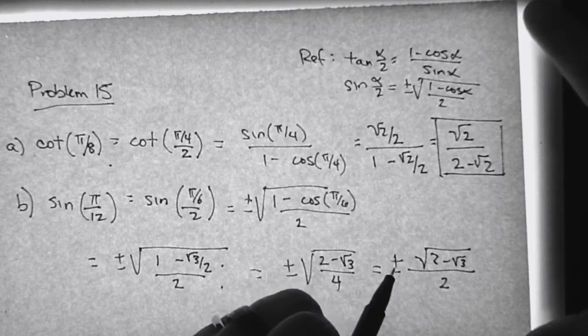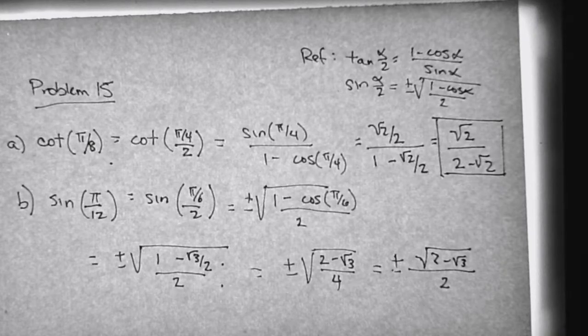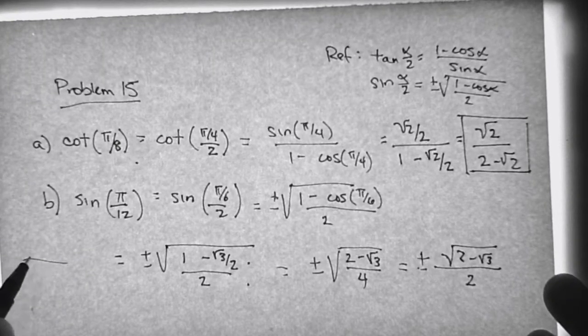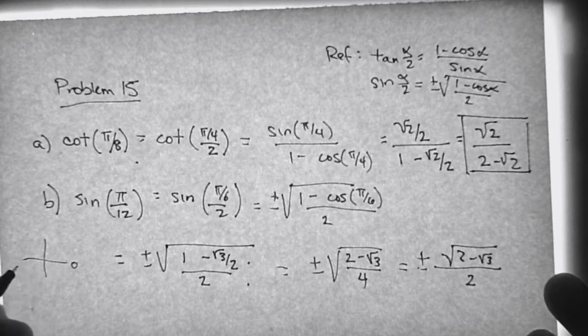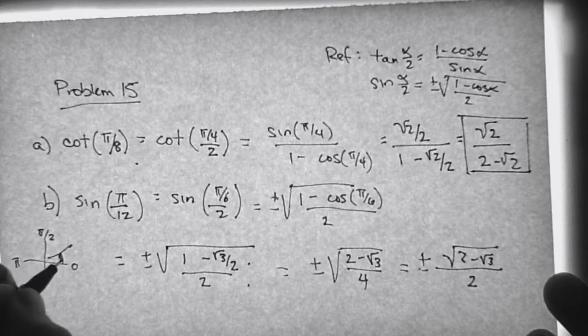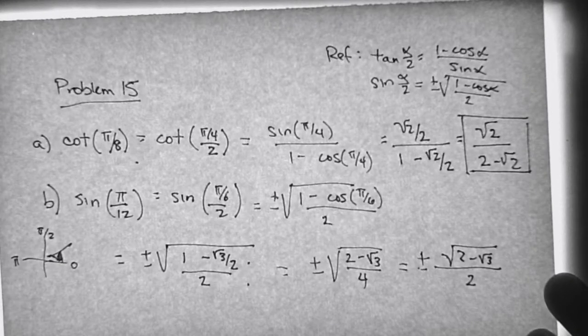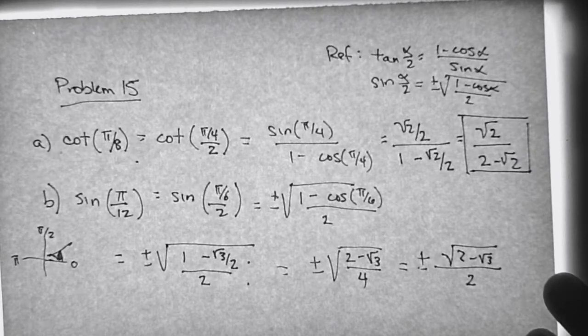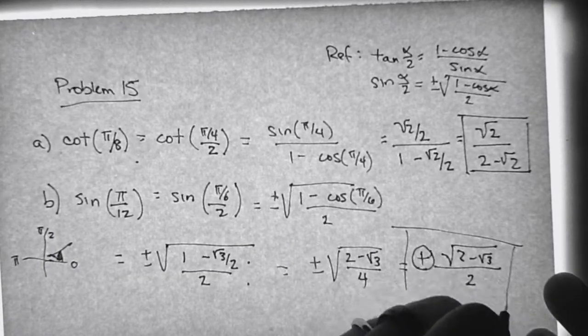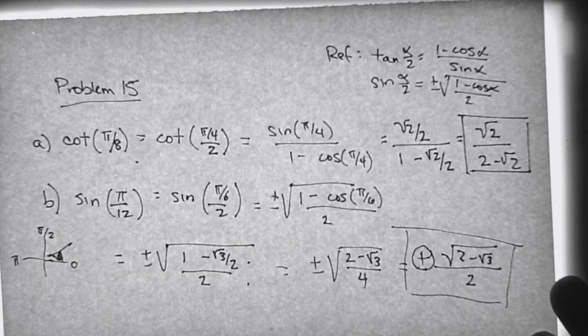Now guys, this plus and minus will not stand. We've got to think about this. So sine pi over 12, well, 0 to pi over 2, pi over 12 is going to be in this first quadrant, right? So the sign of that is going to be positive and positive only. So we just have the square root of 2 minus square root 3 all over 2.